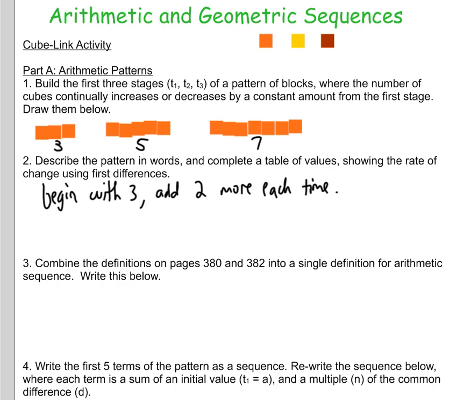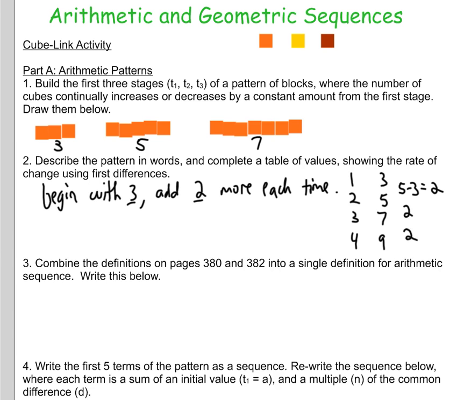So the rate of change is shown, the starting value is shown, and we could also tabulate this a little differently off to the side here. Just to illustrate this another way, we could use first stage, second stage, third stage, fourth stage, and just put the number of blocks that would be involved, and then as instructed here, calculate the first differences. So first differences would be clearly 2, and we can see that all the way through. We'd have 2, 2, 2.